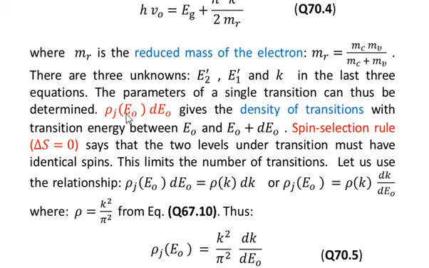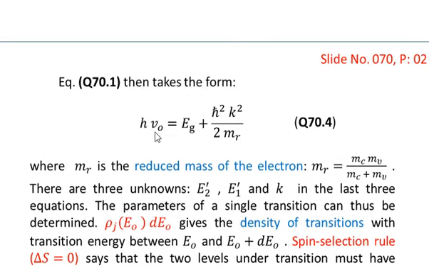So rho j of E naught multiplied by dE naught will give you the density of transitions with the transition energies lying between E naught and E naught plus dE naught. So in this energy range, that is from E naught to E naught plus dE naught, all the possible density of transitions will be given by this quantity, which is rho j of E naught multiplied by dE naught.